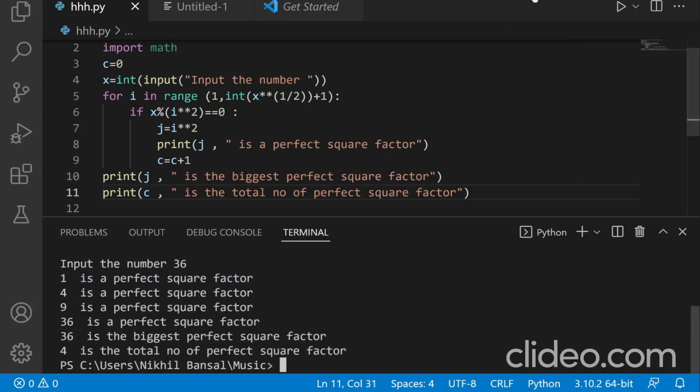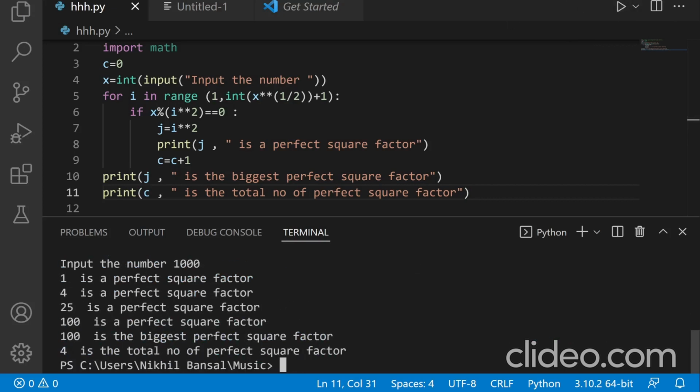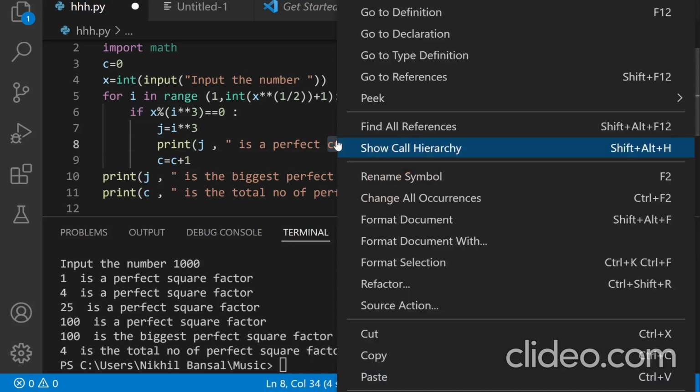36. I will try it one more time. Let's do it for 1000. Yeah, it seems to be working fine. Now, what about perfect cube? I need to make one change. Instead of square, I will try for cube, and j will have i cube in it, and I will replace the word square with cube. And I believe this should work.